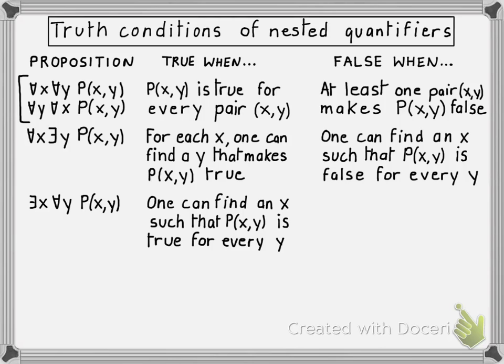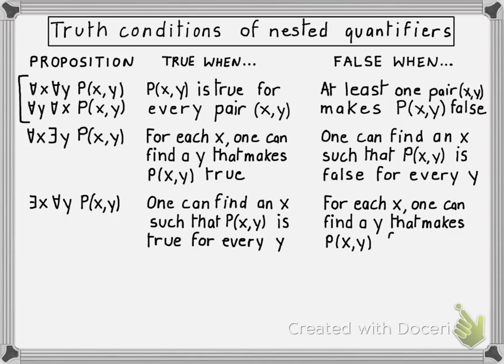And similarly, this proposition is false when its negation is true. And its negation says, for all x, there exists a y such that not p of xy. In other words, this proposition is false whenever, for every possible x, it's possible to find a y that makes p of xy false.